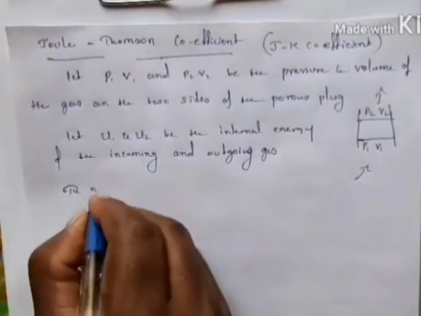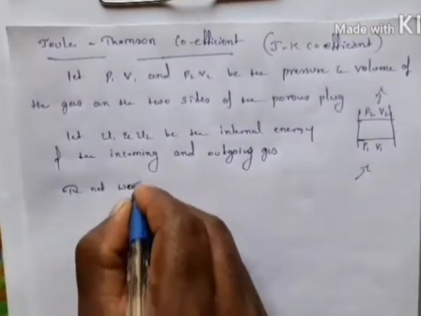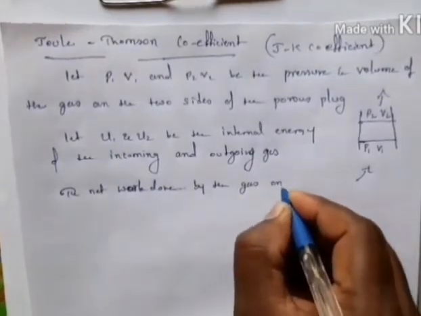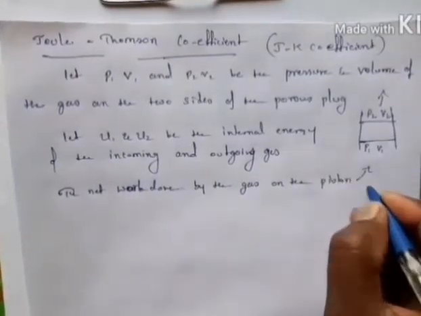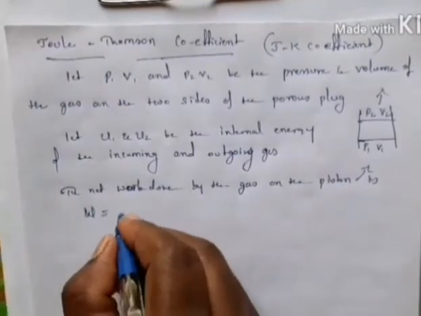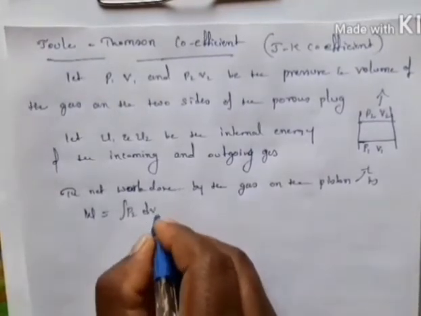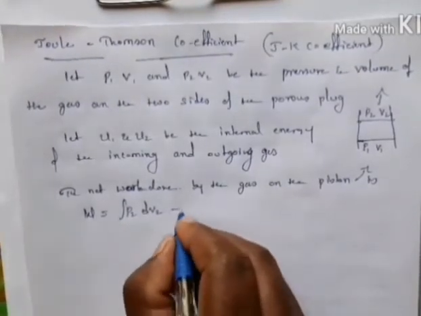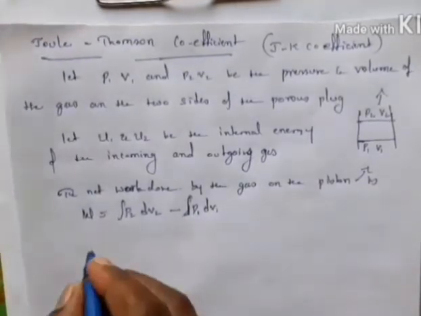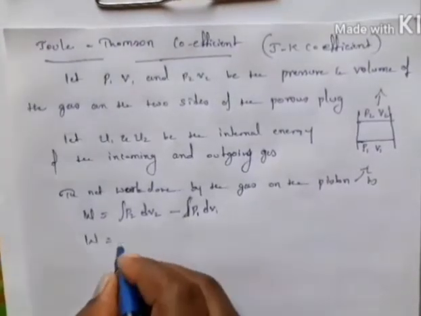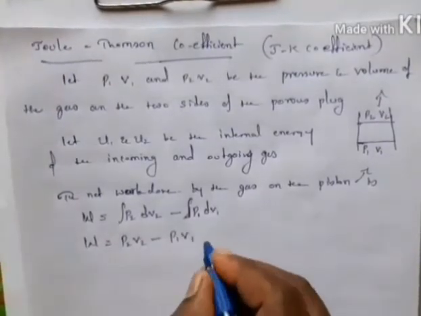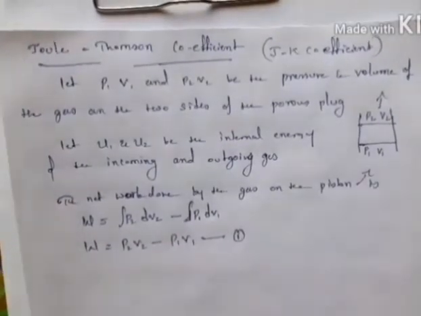So the net work done by the gas on the piston is W equals the integral of P2 dV2 minus the integral of P1 dV1, for a small volume. If you simplify this, we are going to get W equals P2V2 minus P1V1. Let us consider this as equation number 1.